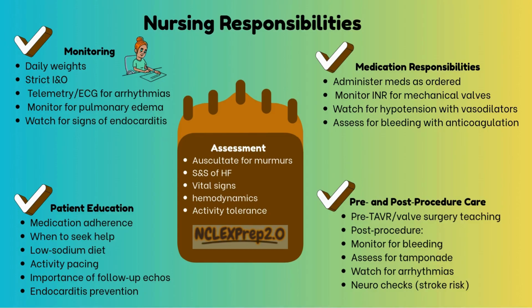Teach them about diet and lifestyle, like low sodium intake, activity pacing, importance of follow-up echoes, and check-up for the INR, PT-INR levels. And also teach them about how to prevent endocarditis in the future. Patients with heart valves must disclose to their healthcare provider that they have an artificial valve. For instance, when going for any dental procedure, they must be given a prophylactic antibiotic before the procedure because these patients are at high risk for endocarditis.